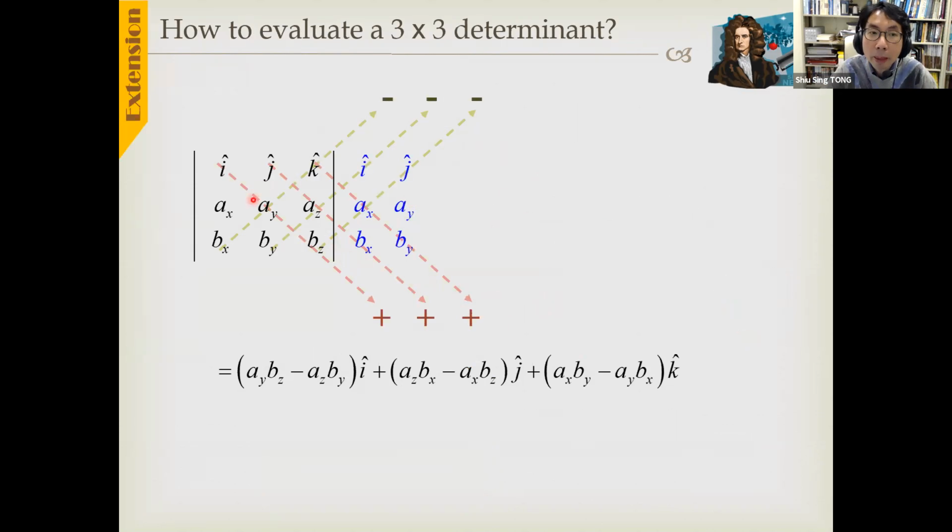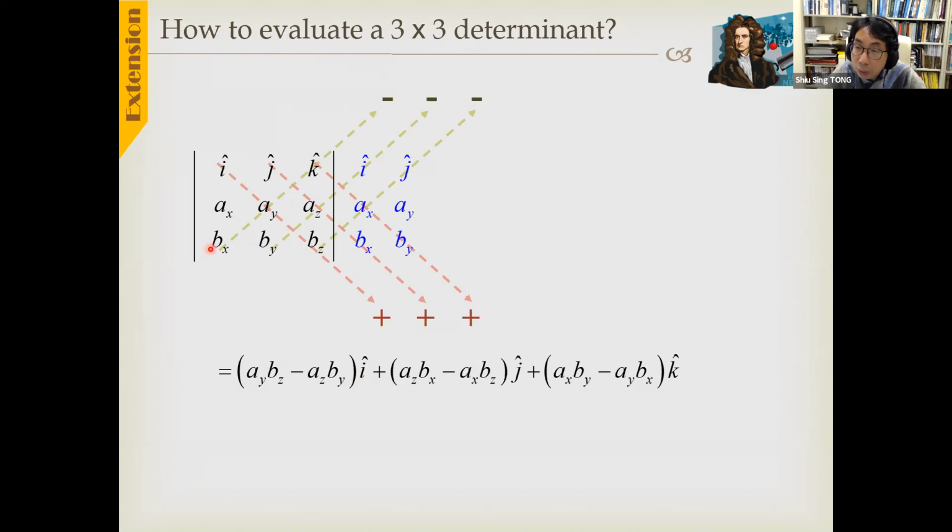Now, the idea is simple. This is the determinant that we have. Now, I extend the determinant by 2 columns. I just copy the first column and the second column, and I put it here, okay, on the right-hand side of the original determinant. Then I draw the diagonal, okay? For the diagonal that goes downwards, for example, I multiply AY BZ, it carries a plus sign. So here I have AY BZ with a positive sign as the I component, okay?